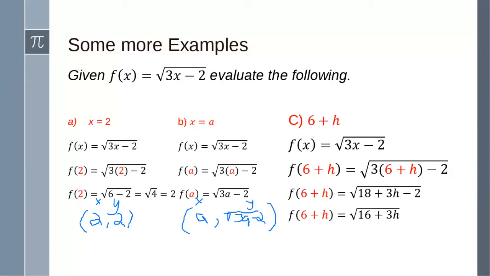Okay, that's my output. Again, I don't think your computer will ask you to do something like this a lot, but if it did, this is the representation. This would be the ordered pair. This is my input a, and my output is the square root of 3a minus 2. Same thing with the C, okay? My input was 6 plus h. That is the x value that was going to be evaluated, and my output is going to be the square root of 16 plus 3h, okay?